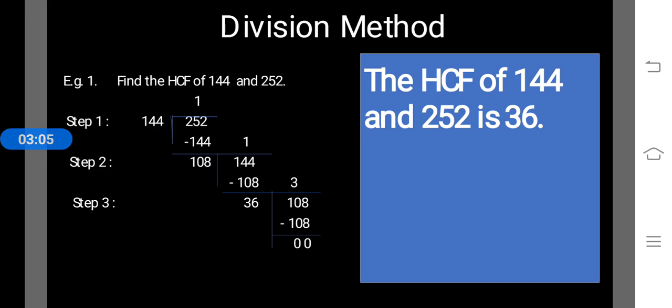Step 2. Divide the previous divisor by the remainder in this division. 144 was the divisor in the first step, so it will get divided by the remainder 108. Step 3. Repeat the same process done in step 2. So it will be 108 divided by 36. Now the divisor in the division in which the remainder is 0 is the HCF of the given numbers. Therefore, the HCF of 144 and 252 is 36.